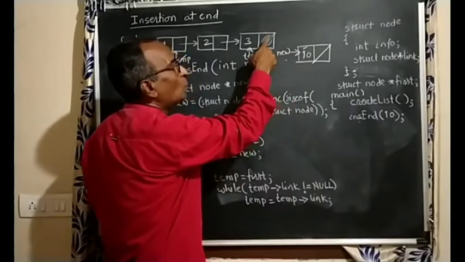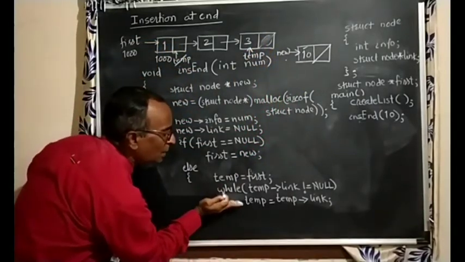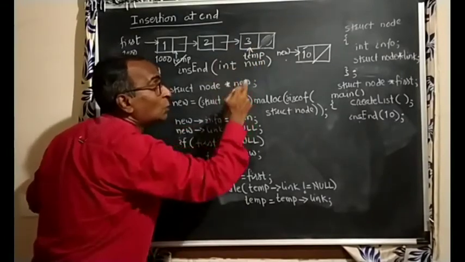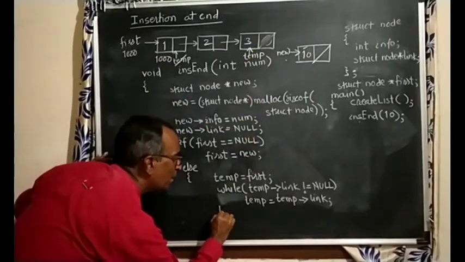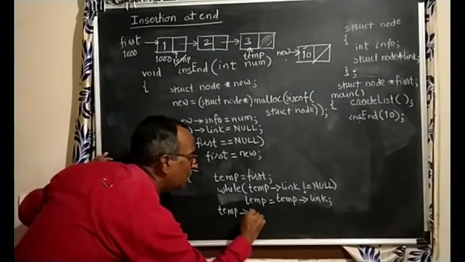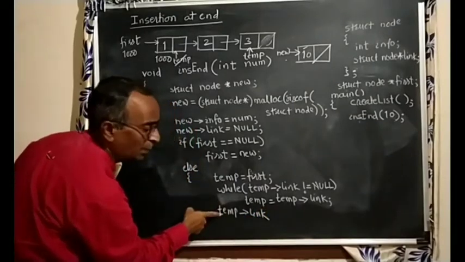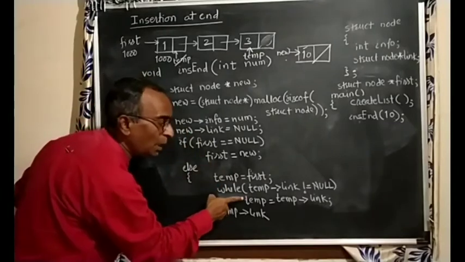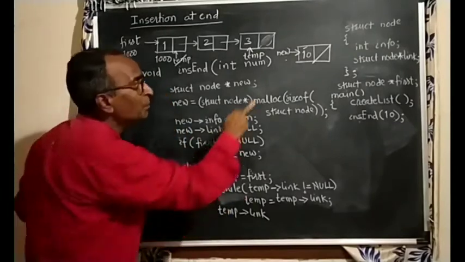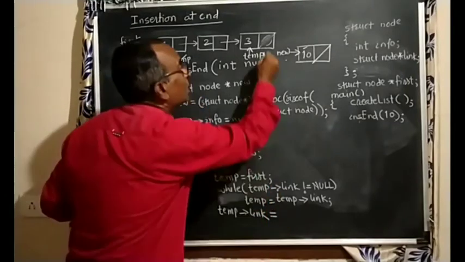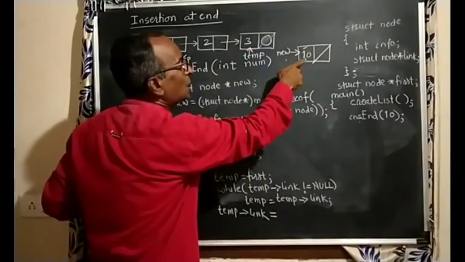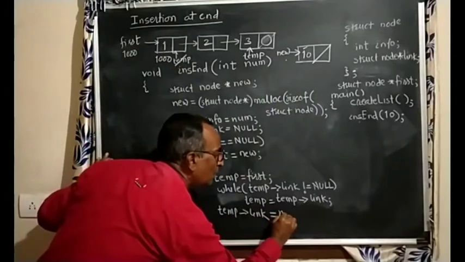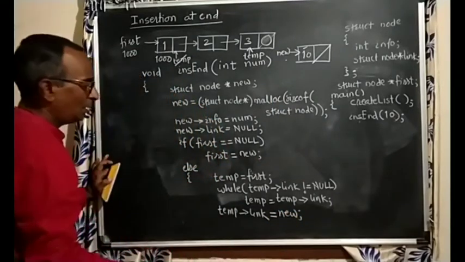How to access this field? When control comes out of this loop, you are getting temp pointing to the last node. How to access this field? Temp's link field. This is out of the while loop. When curly braces are not given, only one statement is assumed to be in that particular control structure. So temp's link, you are setting this field. This node's address should be here. What is this node's address? In new. So new is given. That's it.